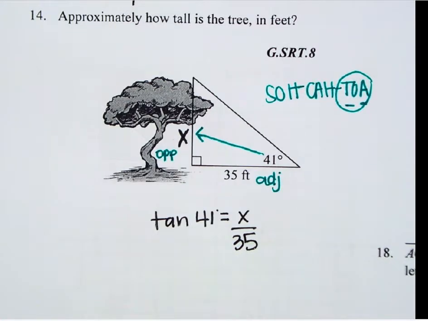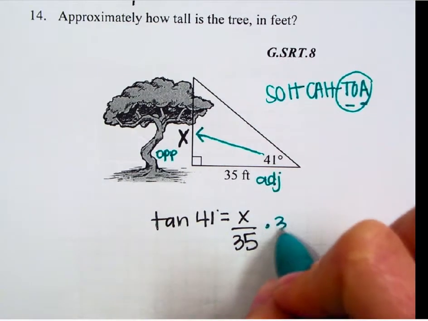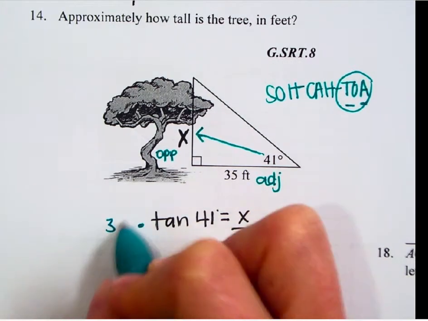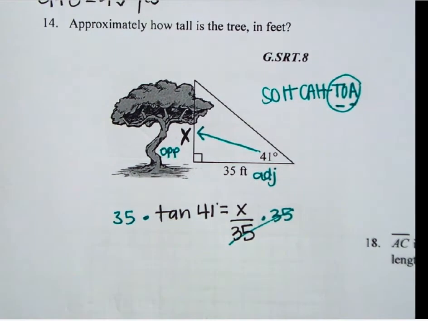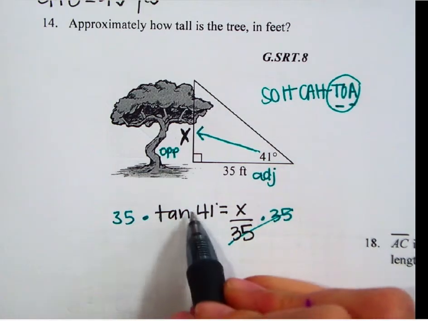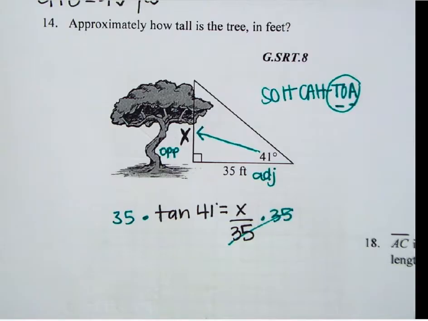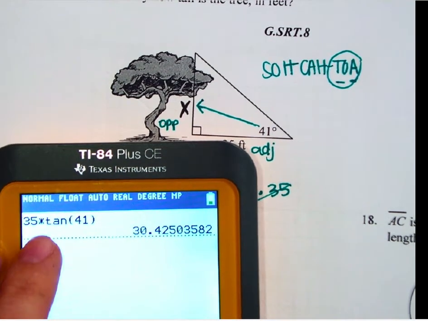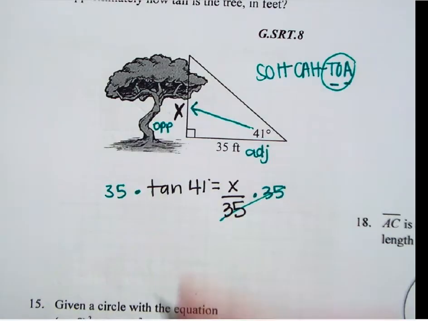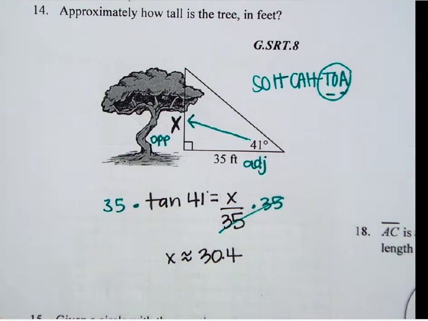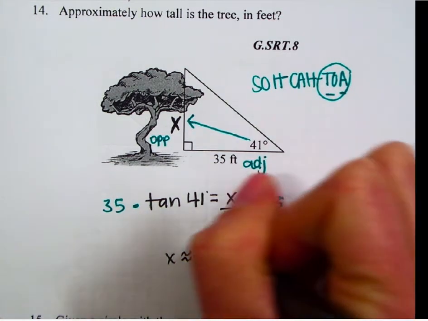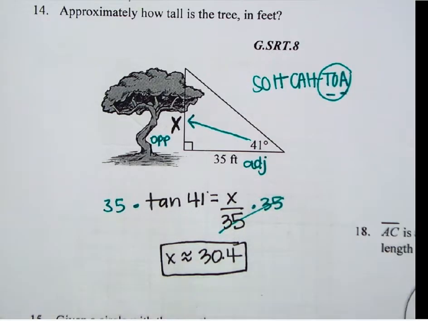So here we will need to solve for x, and I'm going to do that by multiplying 35 on both sides, and that will isolate x. So in the calculator, I'll be typing in 35 times tangent 41, and that will give me my answer. So I have 35 times tangent 41. You can see I typed it in just like that into my calculator to get about 30.4. So I'm rounding to the tens place. That is approximately the height of the tree.